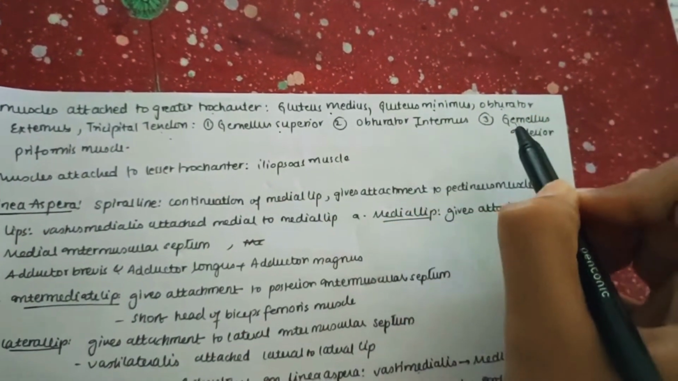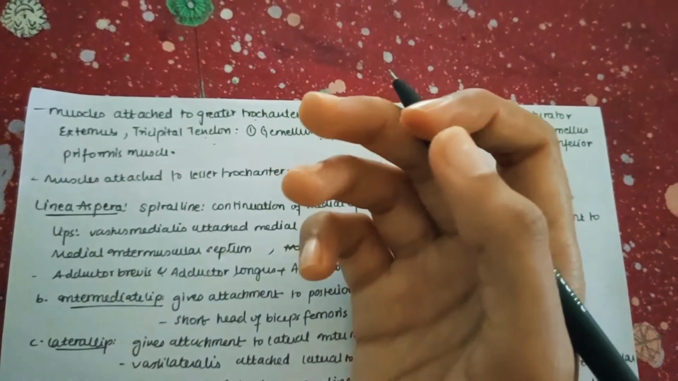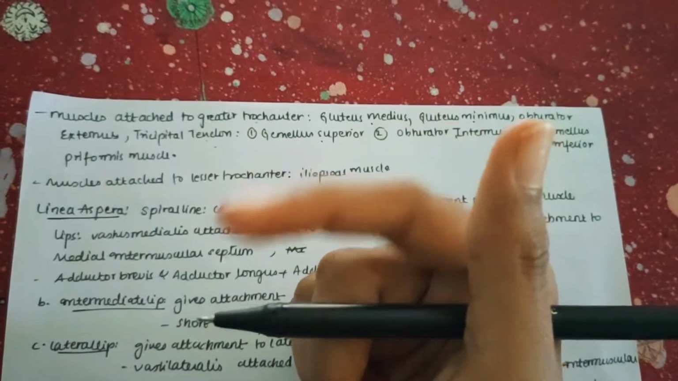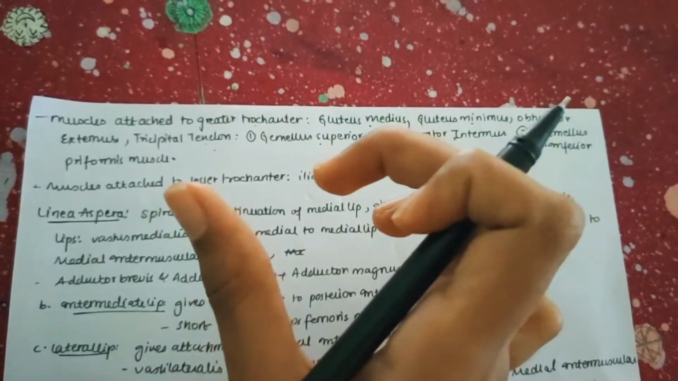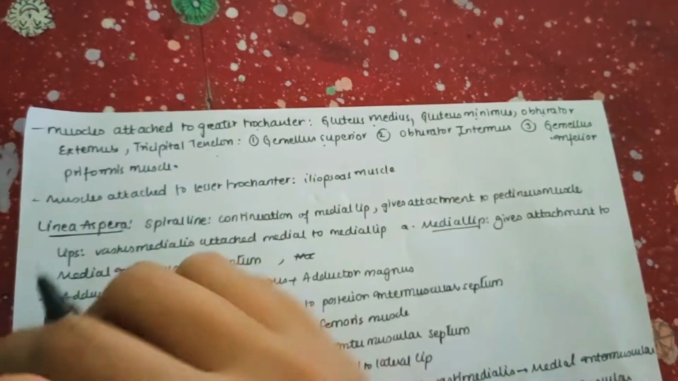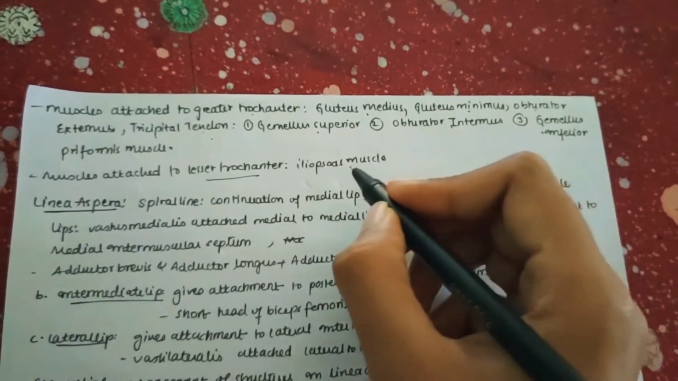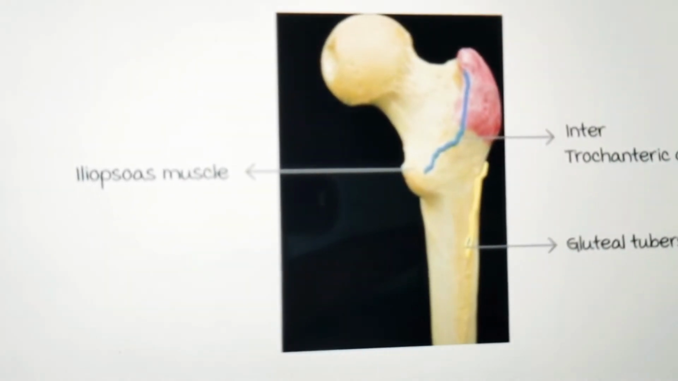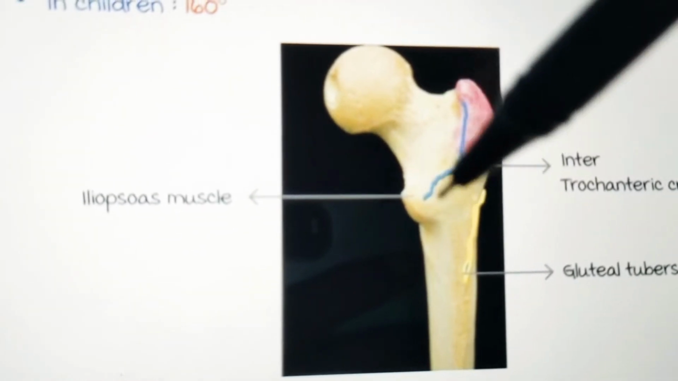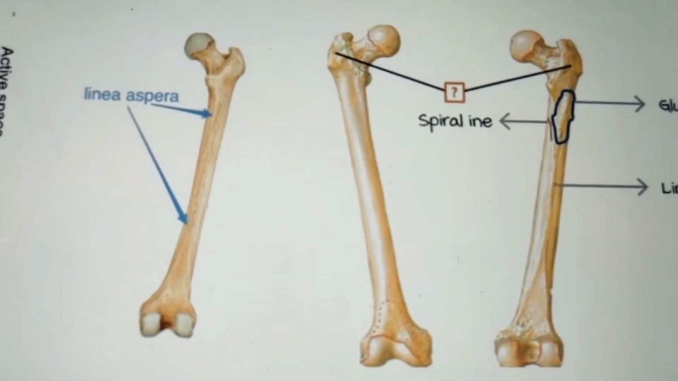And you know the tricipital tendon contains the gemellus superior, obturator internus, and gemellus inferior, and also the piriformis muscle is attached to the greater trochanter, while the lesser trochanter projects on the posterior side. So this is the summary of the muscles which are attached to the greater trochanter. And the muscle which is attached to the lesser trochanter is also important, that is only our iliopsoas muscle. So in this diagram you can see the iliopsoas muscle which is attached on the lesser trochanter.